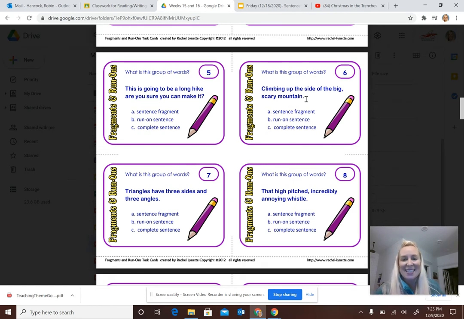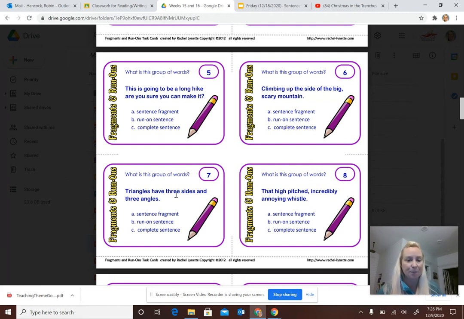What is it? Sentence fragment, run-on sentence, or complete sentence? This is a sentence fragment because I don't know. I'm left wondering. It says climbing up the side of the big scary mountain, and I'm wondering what happened when they climbed up the side of the big scary mountain. So it is a sentence fragment.